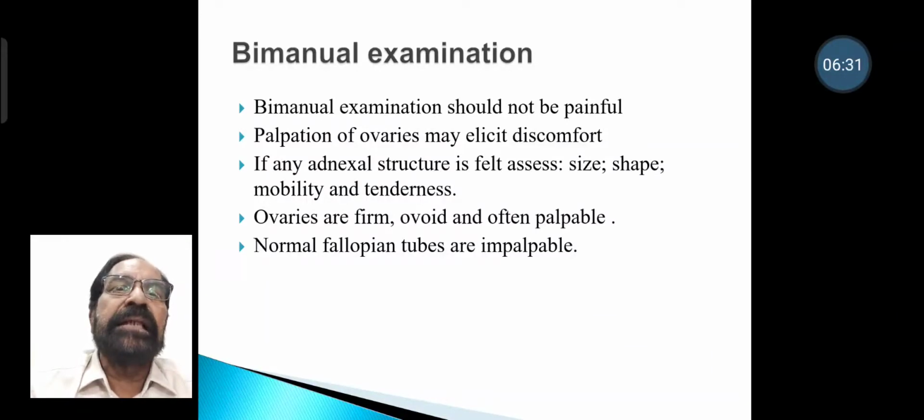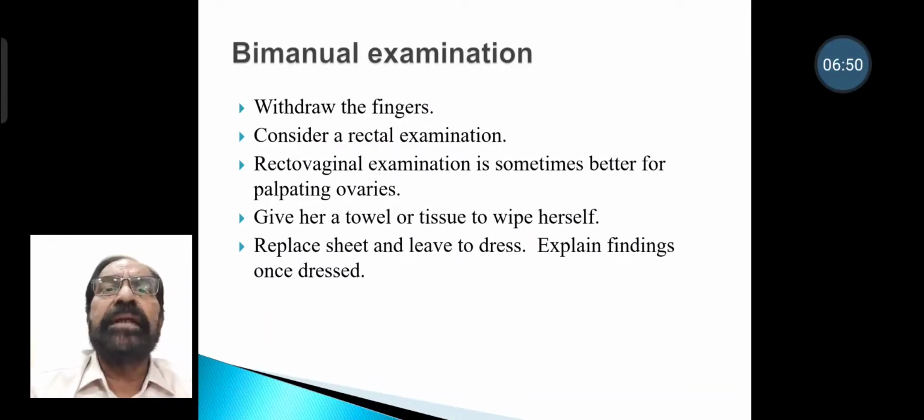If any adnexal structure is felt, assess size, shape, mobility and tenderness. Ovaries are firm, wide, ovoid and often palpable. Normally fallopian tubes are not palpable. Withdraw the fingers. Consider rectal examination. Rectovaginal examination is sometimes better for palpating ovaries. Give a towel or a tissue to wipe herself. Replace the sheet and leave to dress. Explain the findings once dressed.